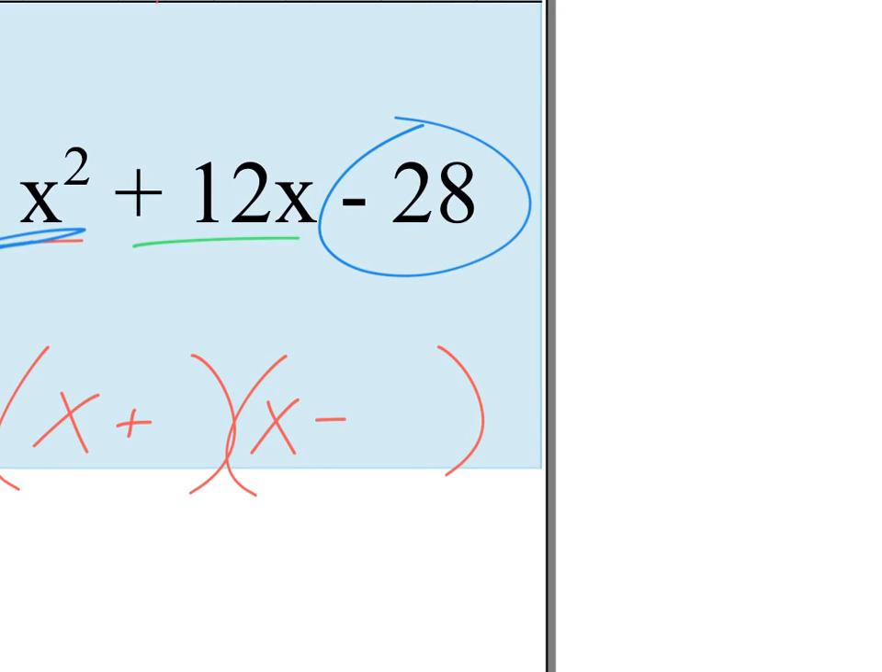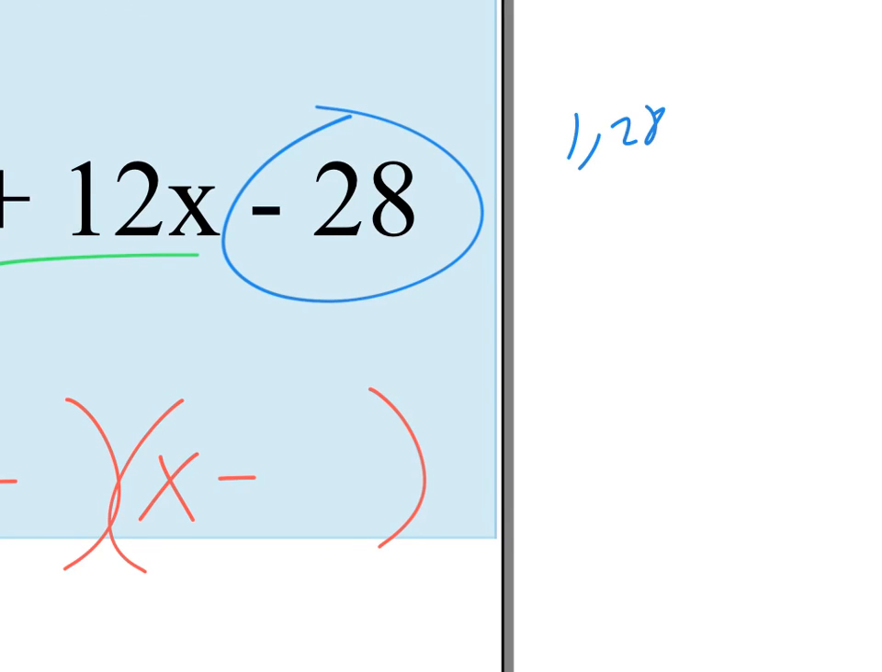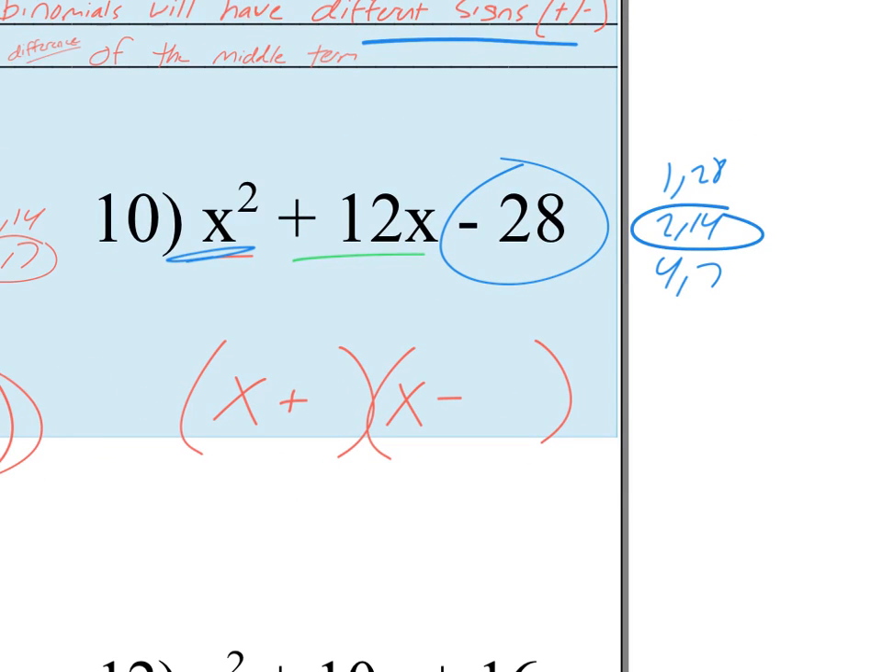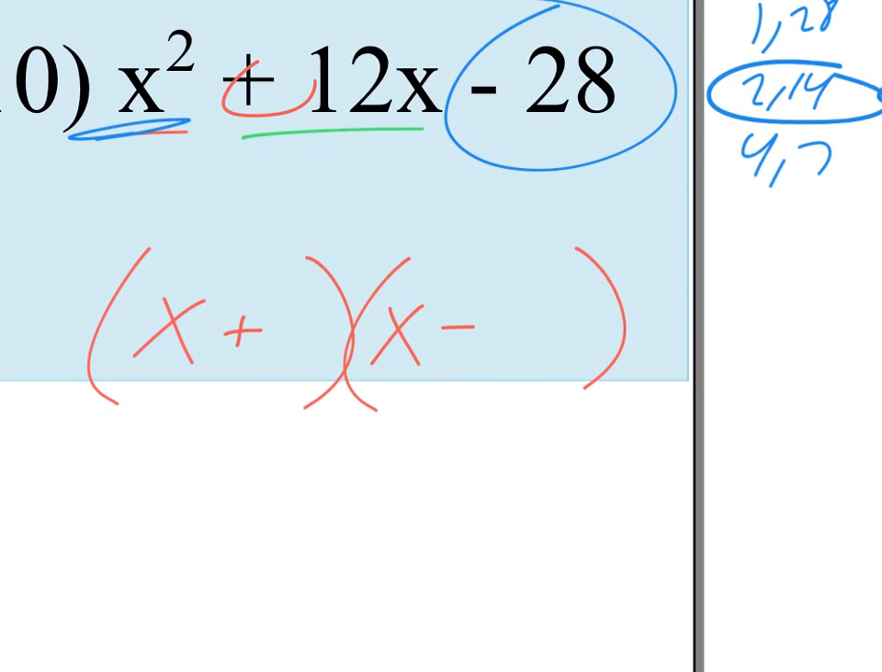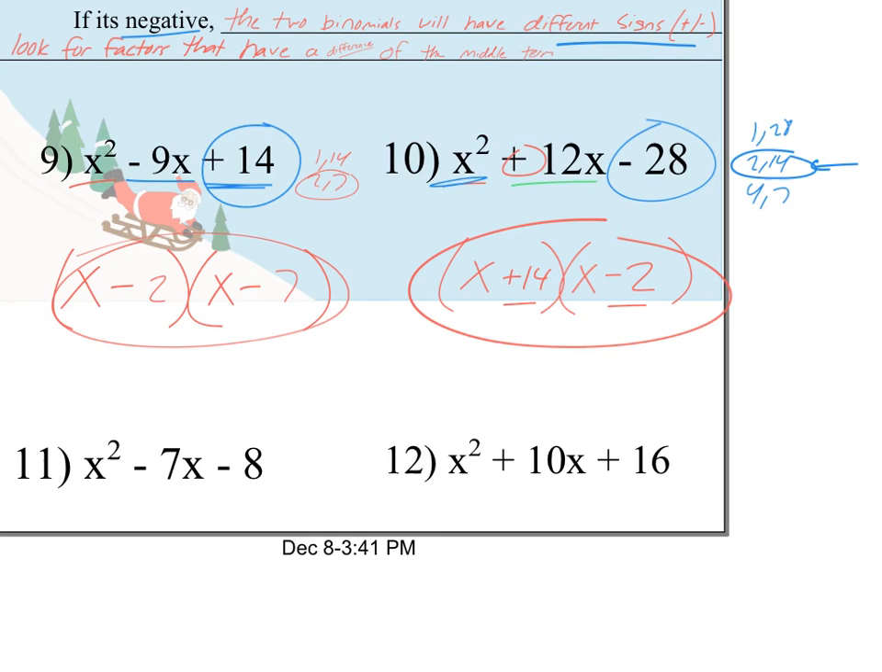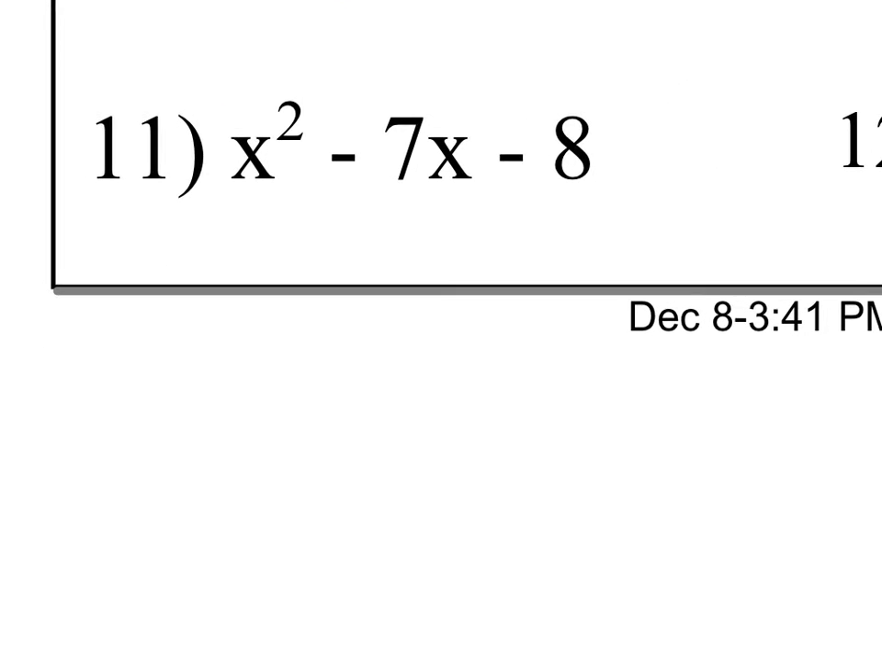So looking at factors of 28, we'll have 1 and 28, 2 and 14, 4 and 7. And if I look at that combination, I think the factors that have a difference of 12 is right here, 2 and 14, right? To make sure I get positive 12 like it says up here, I need this one to be x plus 14 and x minus 2. Because 14 minus 2 would give me positive 12. So, yep, that's the combination. That's the factored form, the factors that I need for that trinomial.